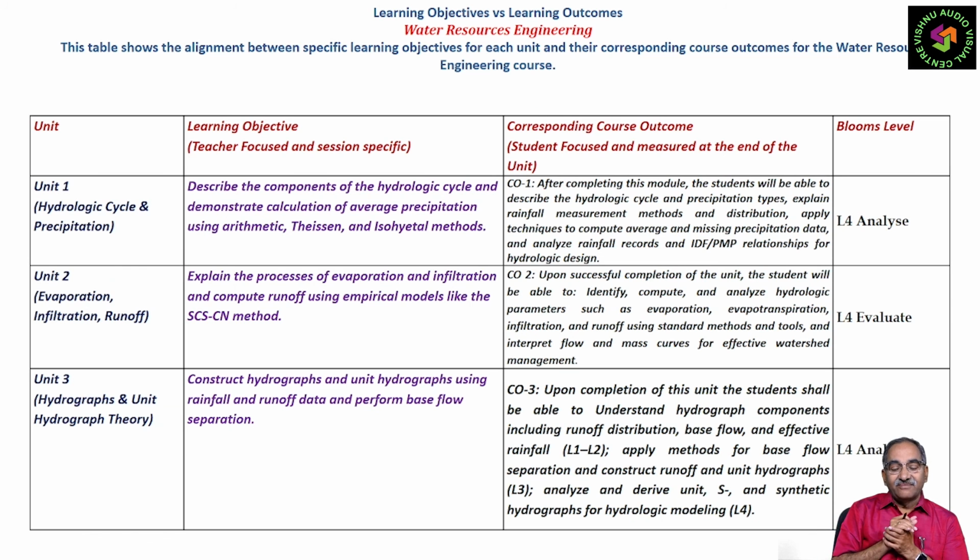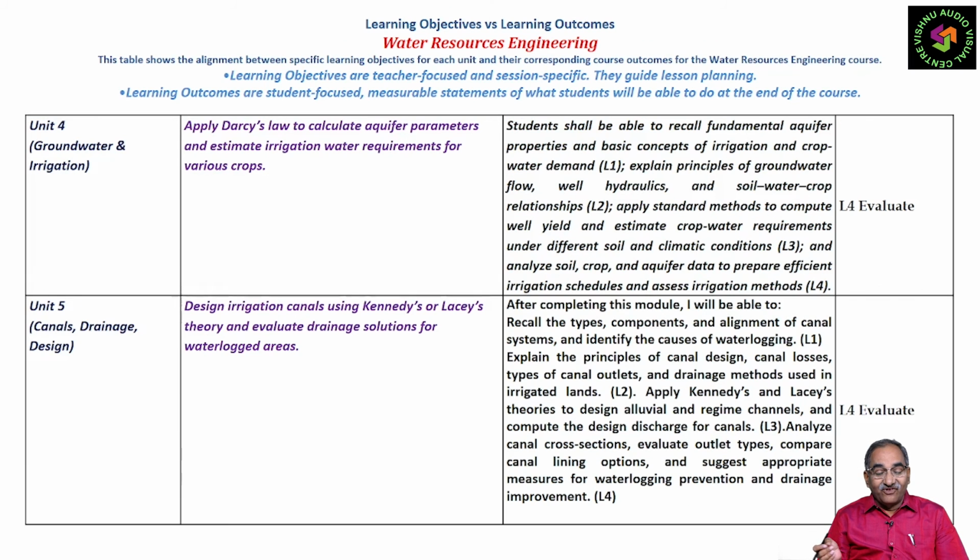And these are the units. The first unit is hydrologic cycle and precipitation. The second unit is evaporation, infiltration, runoff, and of course, evapotranspiration. The third unit is hydrograph and unit hydrograph theory. The fourth unit is groundwater and irrigation. The fifth unit is the canal systems, and waterlogging and the drainage design. So these are the 5 units.